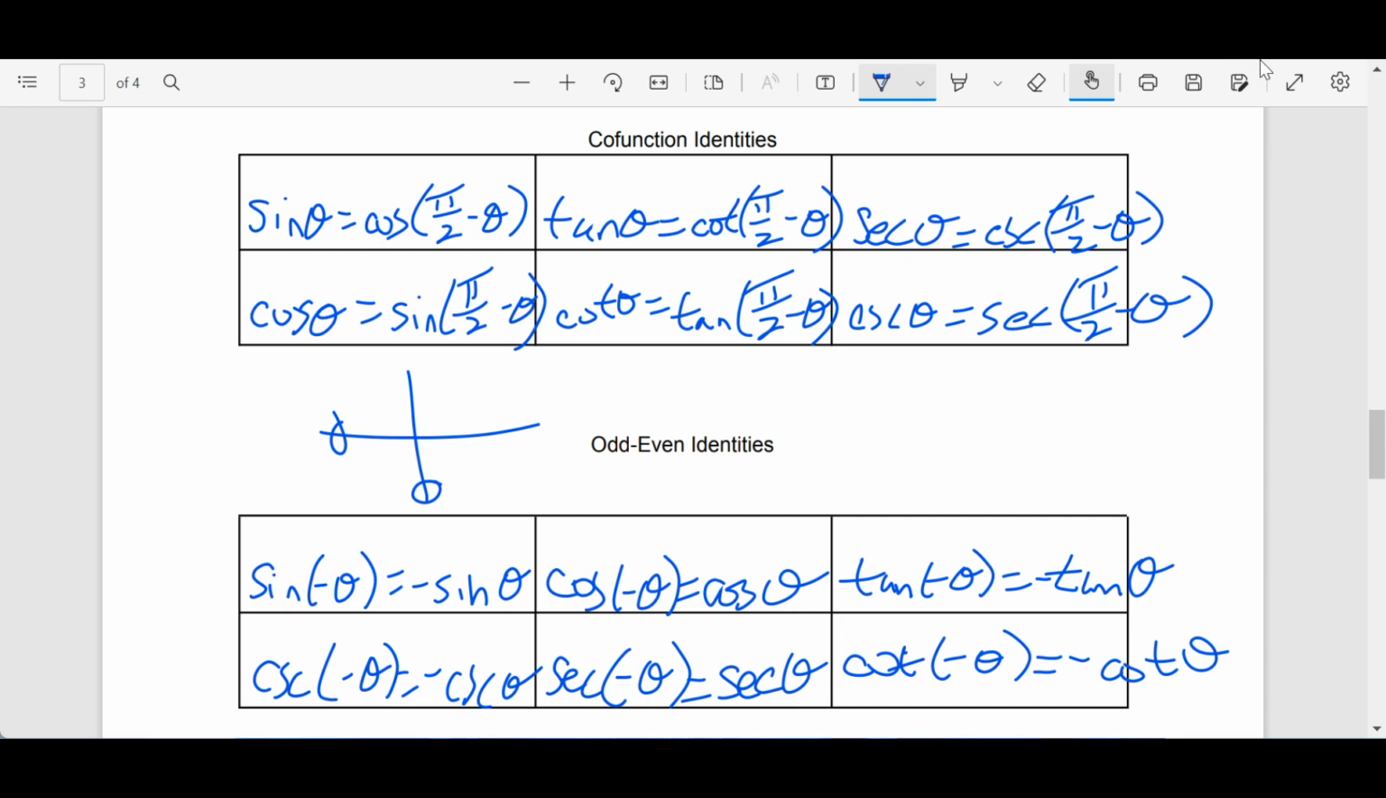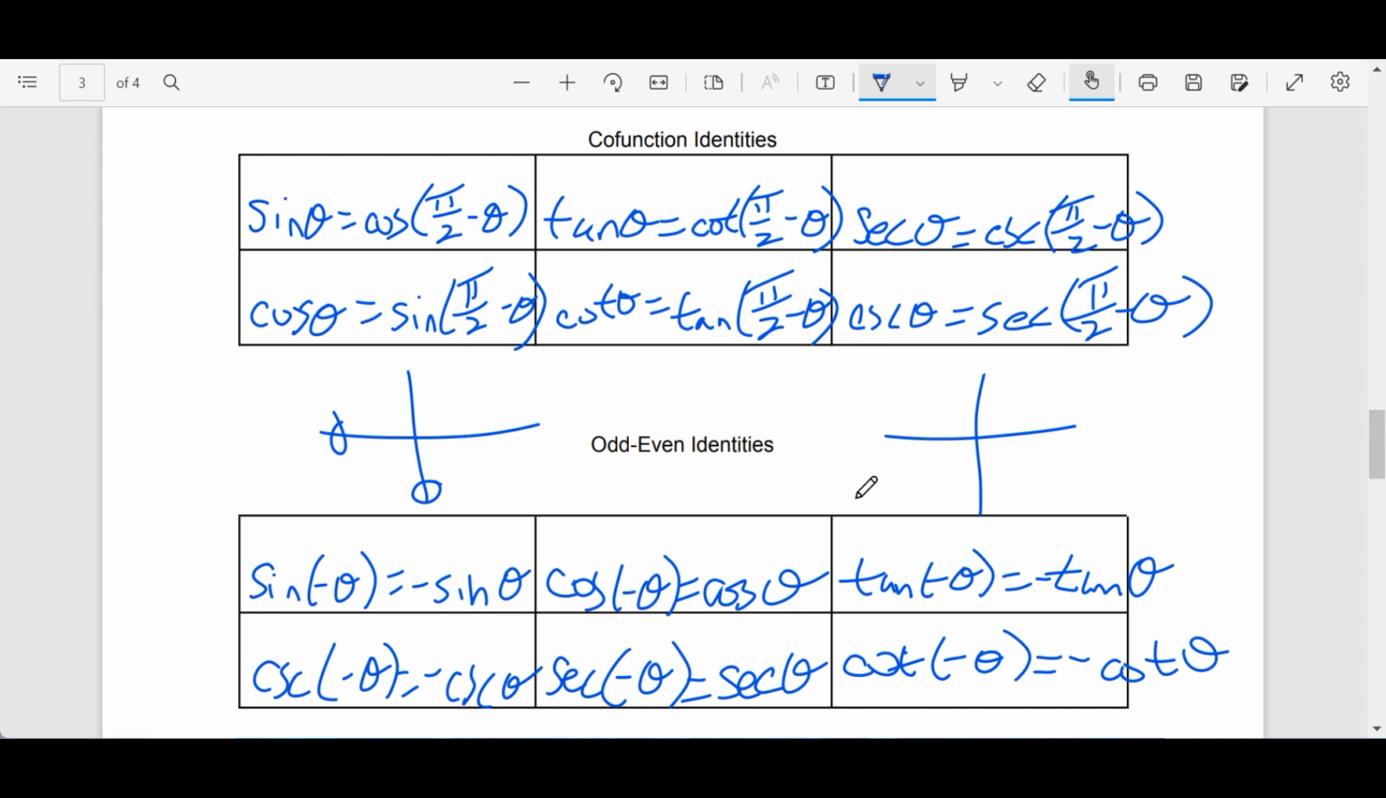Odd and even. So I'm going to draw another thing right here. So, the odd and even identities. If I flip the sign of whatever's inside, okay? So let me just read off the rules. If you're flipping from positive to negative inside theta, your sine, cosecant, tangent, and cotangent will also flip as well. But secant and cosine will stay the same.